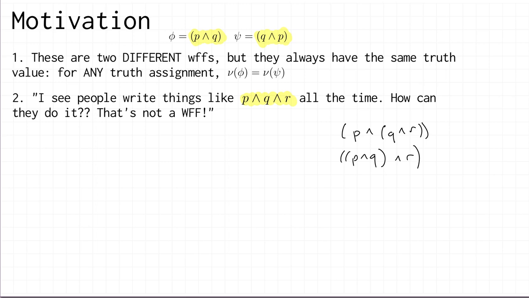We can be more relaxed and write things like P and Q and R, knowing that they're not well-formed formulas, but actually if you turn them into a well-formed formula by adding some brackets, then no matter how you do it, you get something which is logically equivalent.